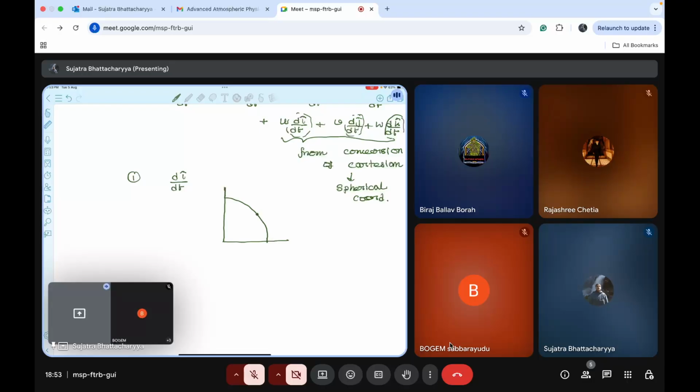If you have a point here, you have a cross. That means it is going into the paper. That is the I hat direction. Correct? East-west. So this east-west direction is your I hat.